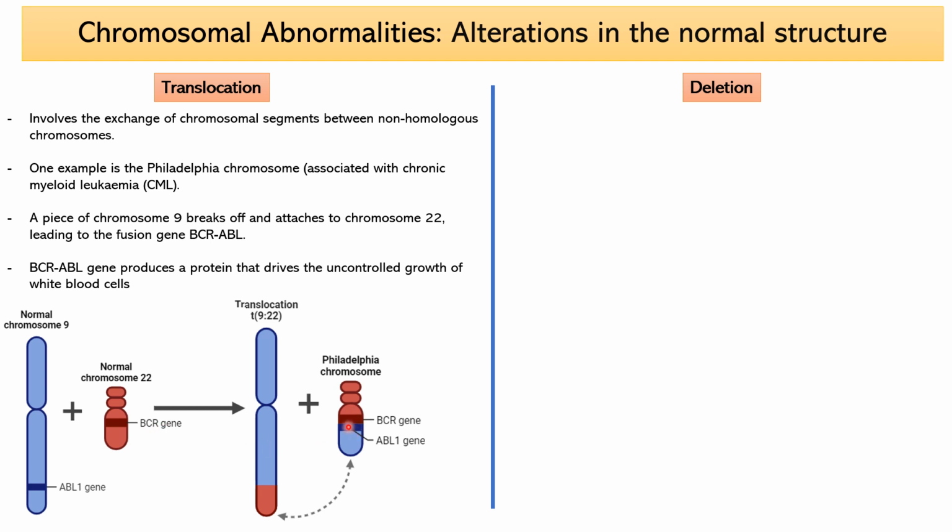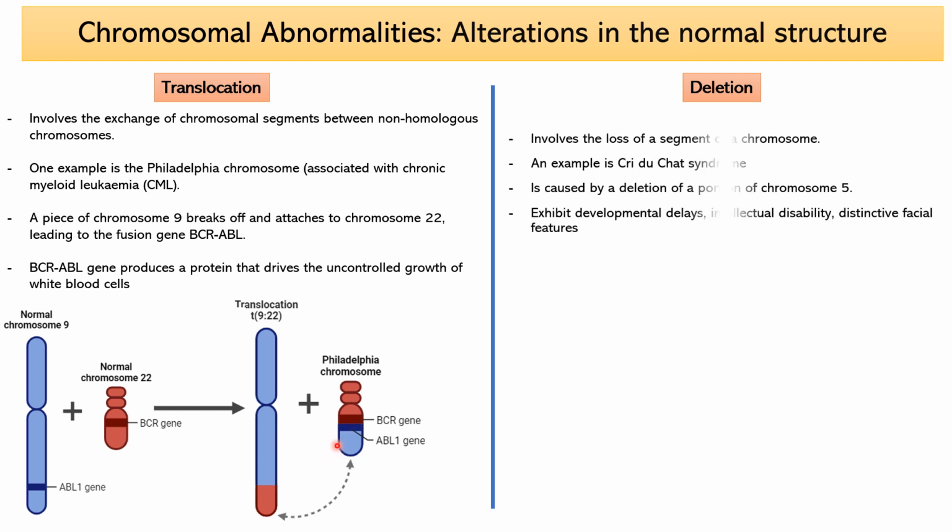This fusion will result in this gene producing a protein that drives uncontrolled growth of white blood cells, and this uncontrolled growth leads eventually to myeloid leukemia. That's why this type of alteration can be very fatal.